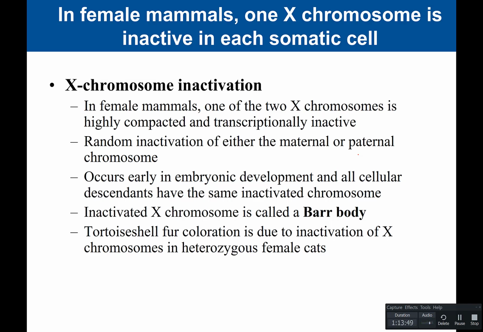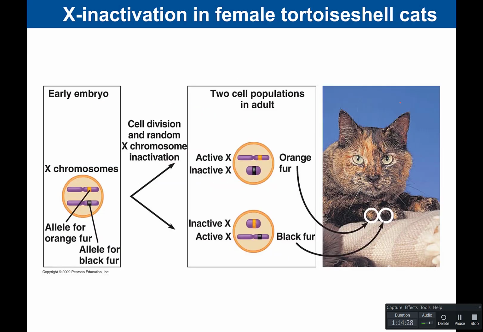Now, of course, this still only happens in females. This phenomenon doesn't happen in males because males are XY. They don't have two X's. This only happens when we have two X's because that would allow for only half the amount of genes to be expressed. We only want one of the two X to be expressed. So an example of this would be tortoiseshell fur coloration in cats. So in female cats that have a black allele and an orange allele, they get this tortoiseshell pattern, this black and orange patches pattern, because of X inactivation.